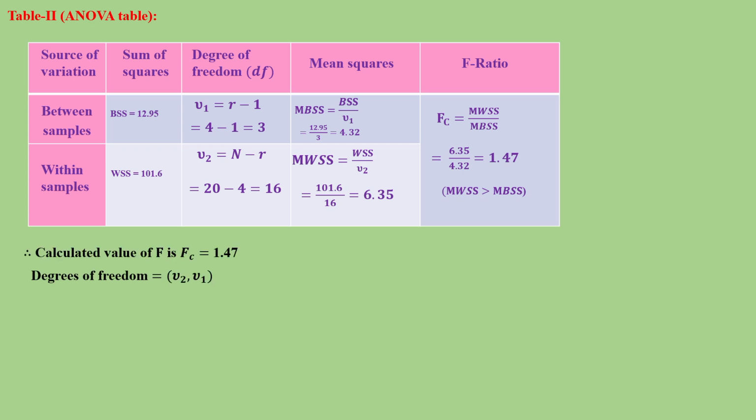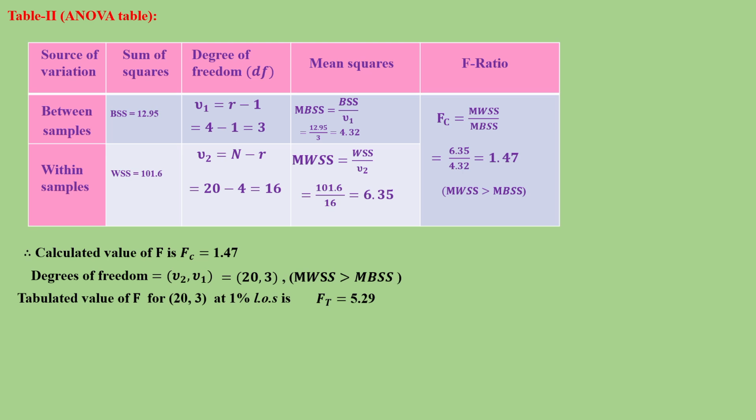Next we have to find the tabulated value. Here degrees of freedom is first the highest and then the lowest. Highest comma lowest. See here, highest is V2, right? That is 6.35. So the related degrees of freedom, V2 comma V1, so 20 comma 3. So at 1% level, degrees of freedom 20 comma 3, from the F table, the tabulated value is 5.29.